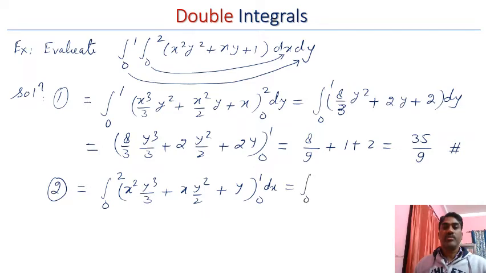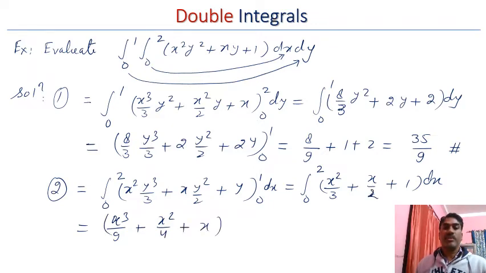So you get 0 to 2, upper limit is 1. So x square by 3 plus x by 2 plus 1 dx, and now evaluate this as usual. So you get x cube by 9 plus x square by 4, this is 2, and plus x, limit is 0 to 2. So the final is 8 by 9 plus 4 by 4 plus 2, and finally we have again 35 by 9.